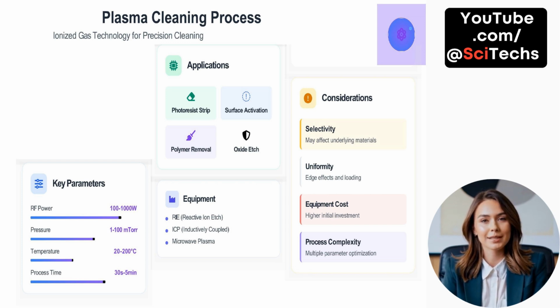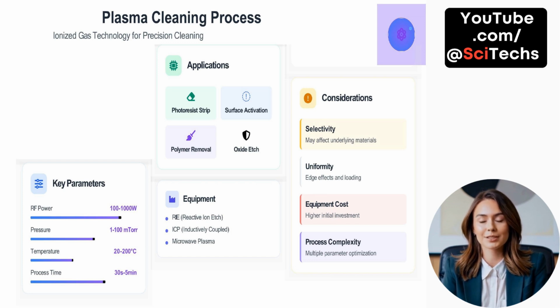To enable this, several key parameters must be controlled. RF power typically ranges from 100 to 1000 watts. Operating pressure is kept between 1 and 100 millitorr. Temperature can vary widely from 20 to 200 degrees Celsius. Process times are relatively short, typically between 30 seconds and 5 minutes. Various equipment types are used, including RIE systems, ICP reactors, and microwave plasma tools.